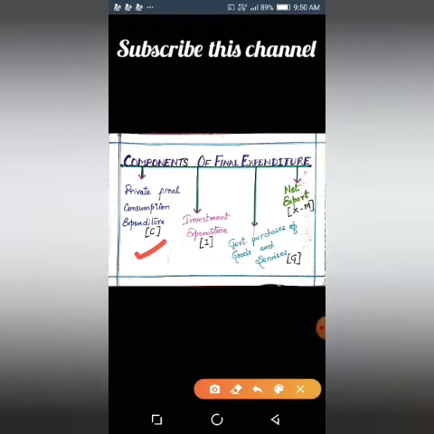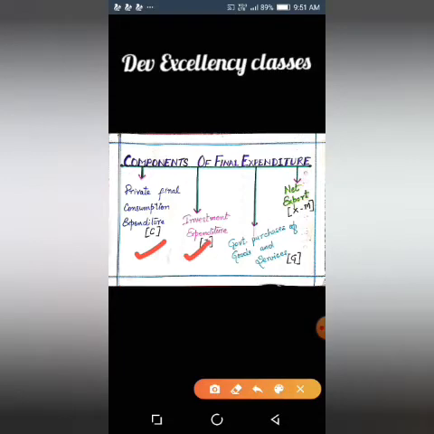Private final consumption expenditure include various types of goods and services. For example, durable goods, non-durable goods, services, or intangible goods. Intangible goods, do you know what is this? Which can neither be seen, nor touch, nor have any shape, but satisfy our wants. For example, doctors, teachers, banking services. These services are intangible goods. Clear?